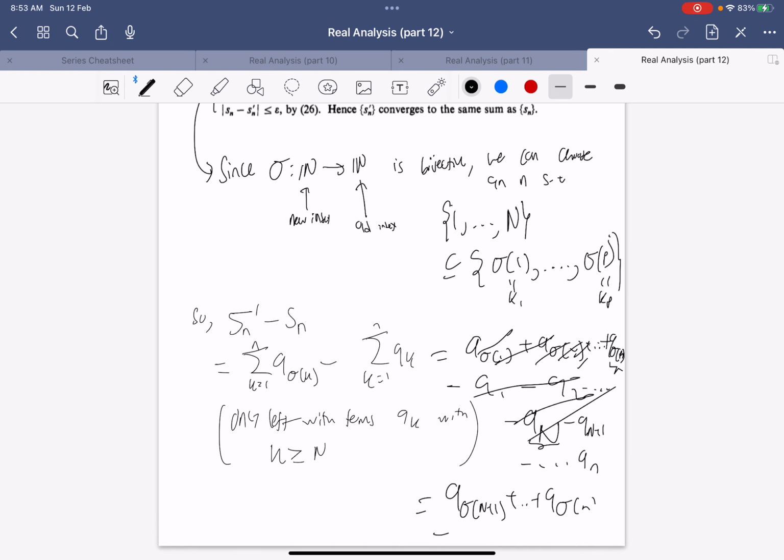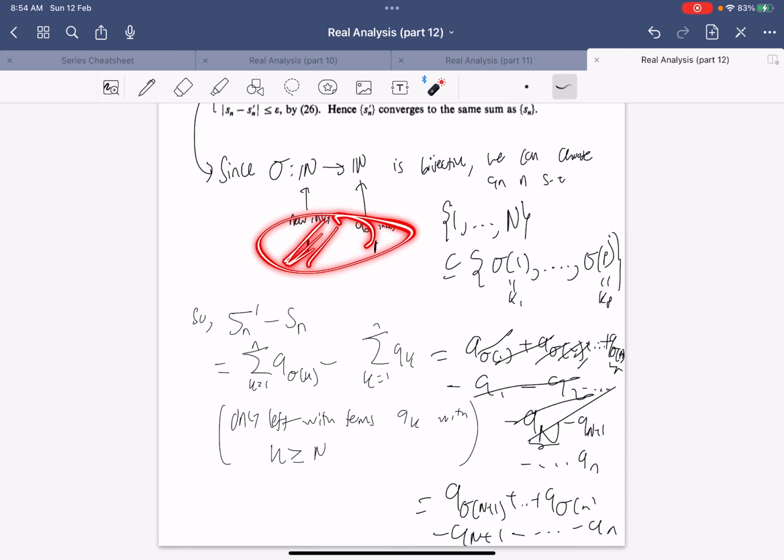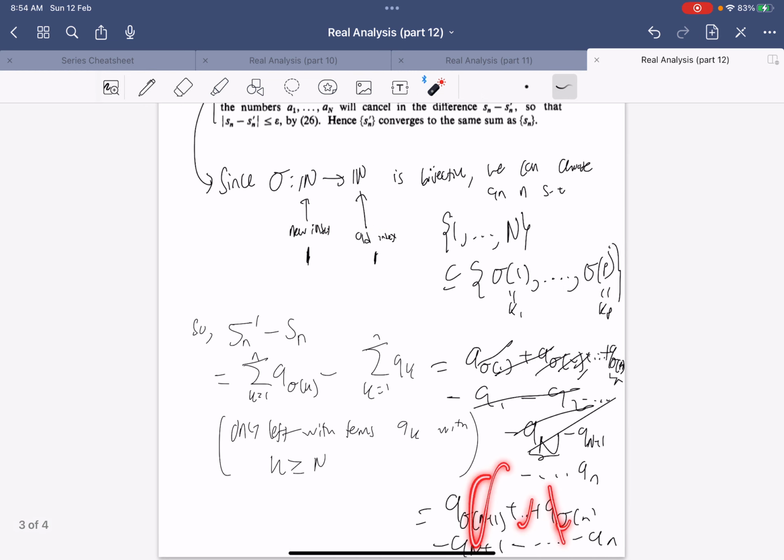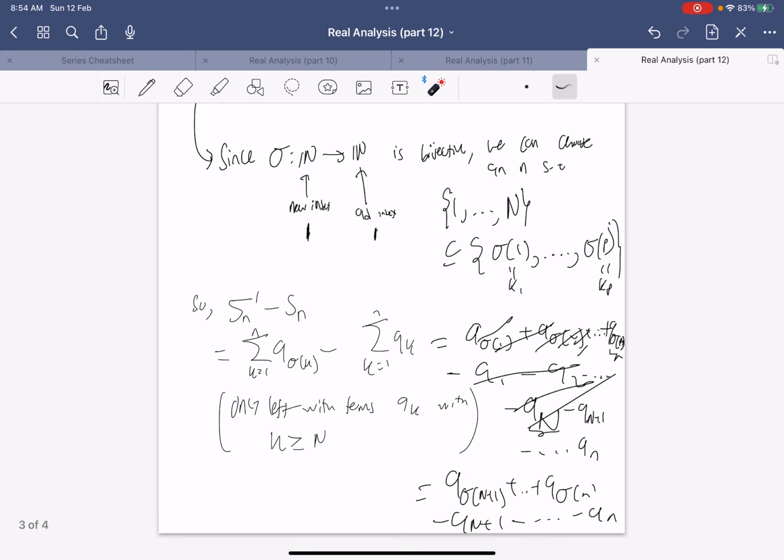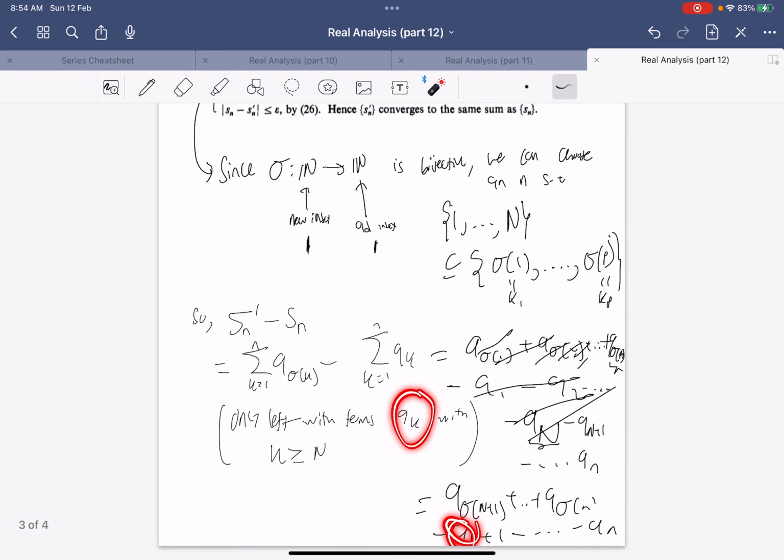So what you're left with is a n plus 1 plus all the way to plus a sigma n, minus away a n plus 1 minus all the way to minus an. But because it's a bijection, if you just take n terms on this side and n terms on this side, you cancel out an equal number of terms on both sides. When you add them up, you're basically just taking the terms, but now it could be just the negative of ak.